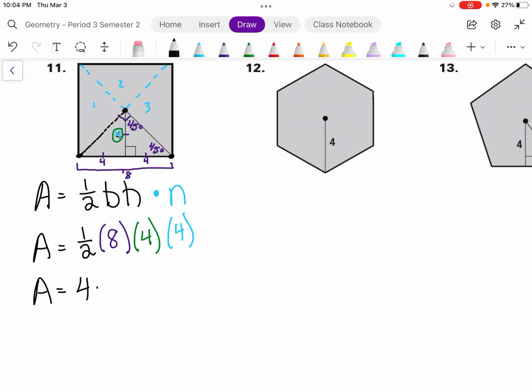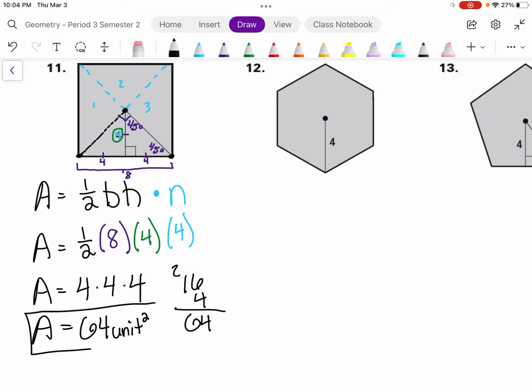So 1/2 of 8 is 4. So we're going to end up with 4 times 4 times 4. 4 times 4 is 16. And 16 times 4 is going to be, let's see. Let's just make sure we do this right. 6 times 4 is 24. 4, 6. So we're going to end up with 64 units squared for our answer.